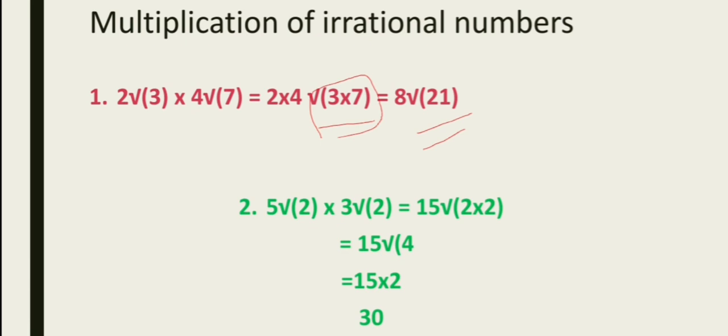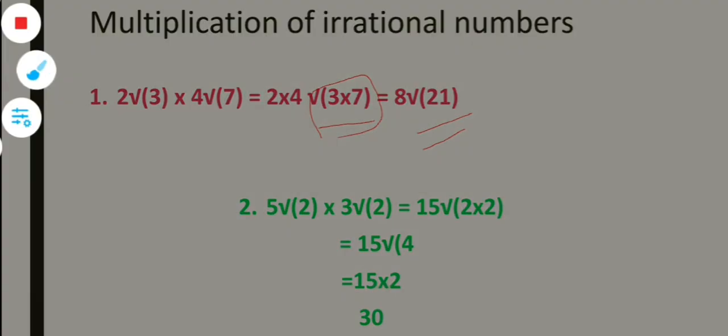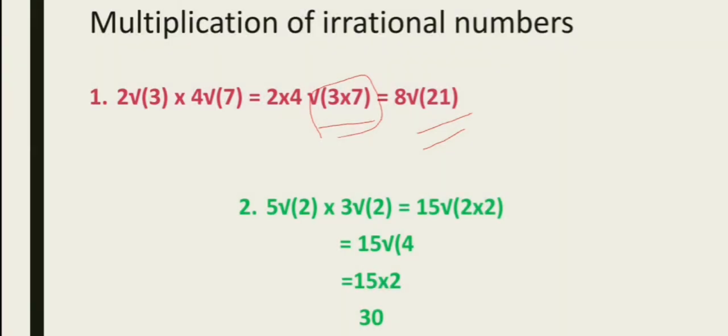So this is how we can do the multiplication of our irrational numbers. You can multiply irrational numbers whether you have the same number or different numbers inside the root. In both cases it is possible to multiply irrational numbers. Hope you understood the addition, subtraction and multiplication of irrational numbers.